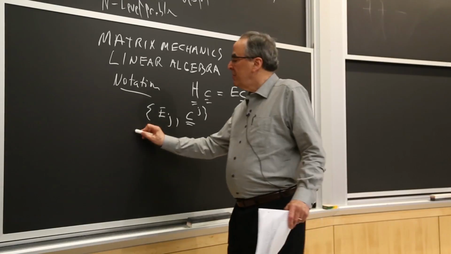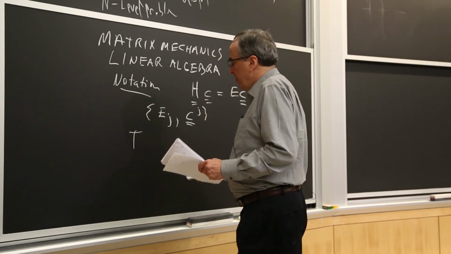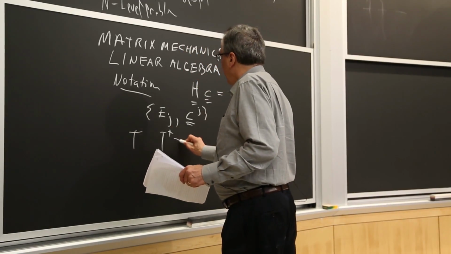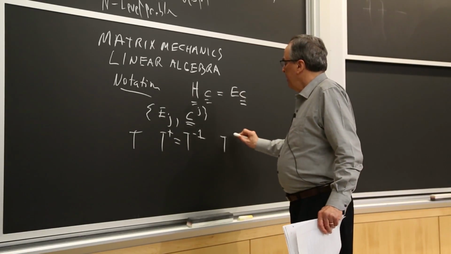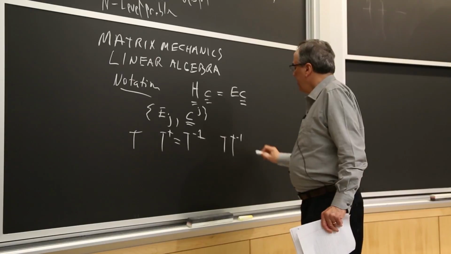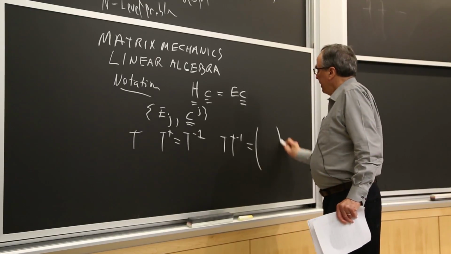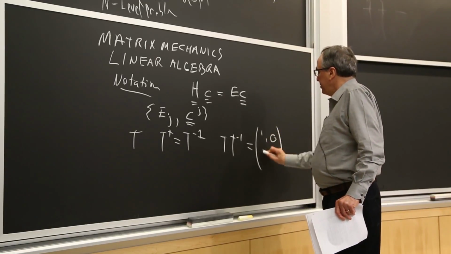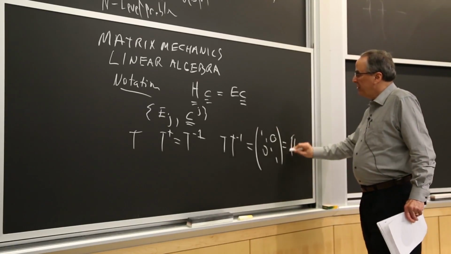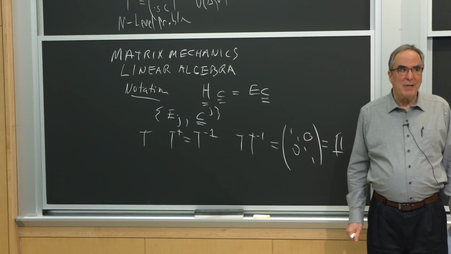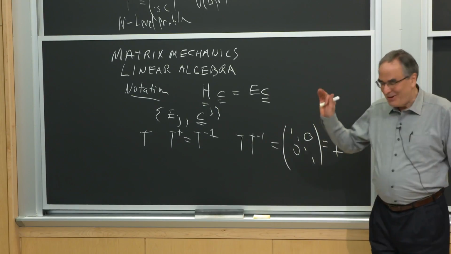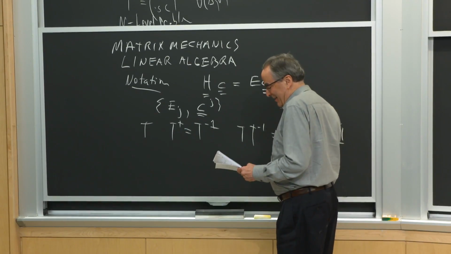And our friend is this unitary transformation where T dagger is equal to T inverse, and T times T inverse is equal to this thing, 1, 1, 1, 0, 0, or the unit matrix. I thought I saw a hand up, but that was not serious.